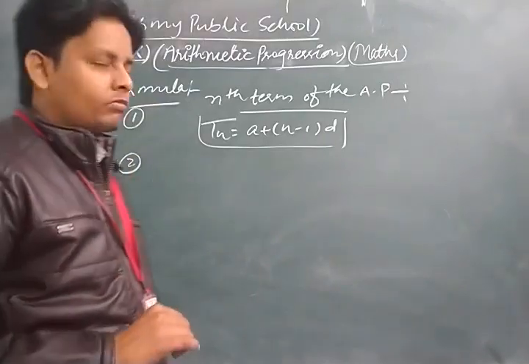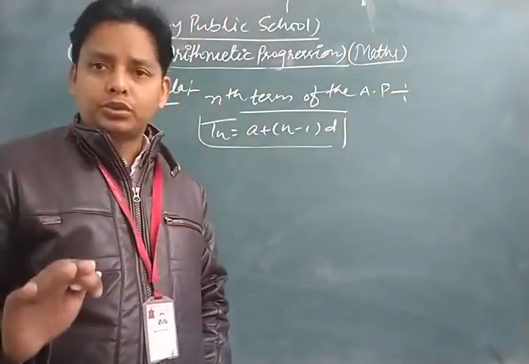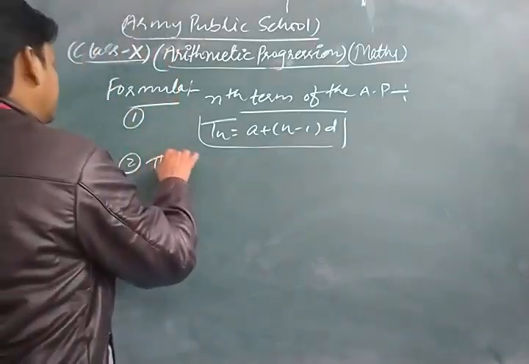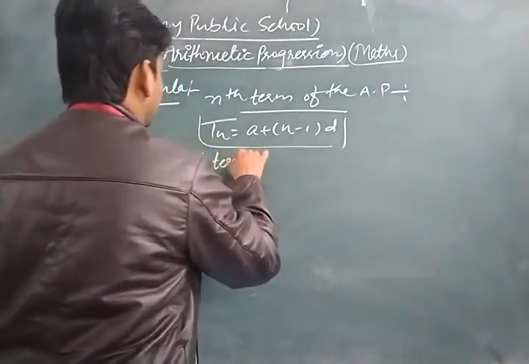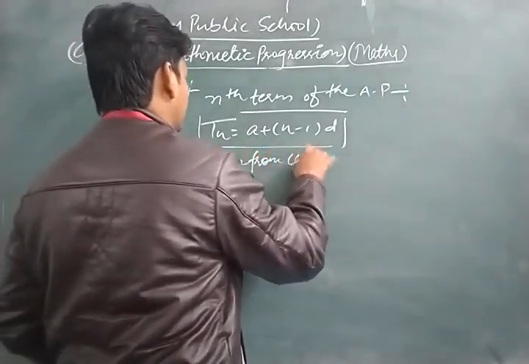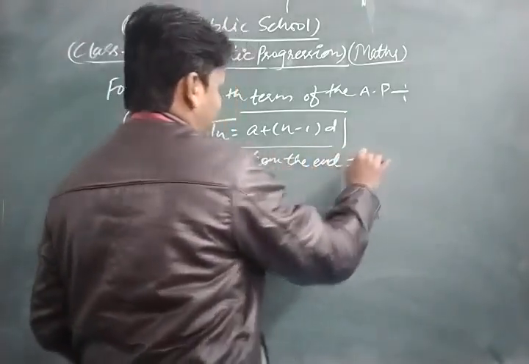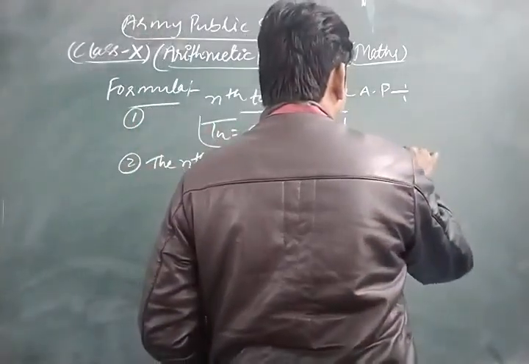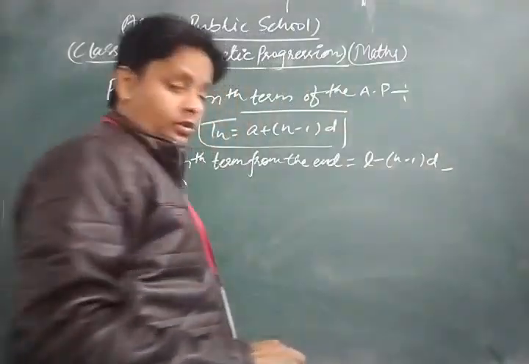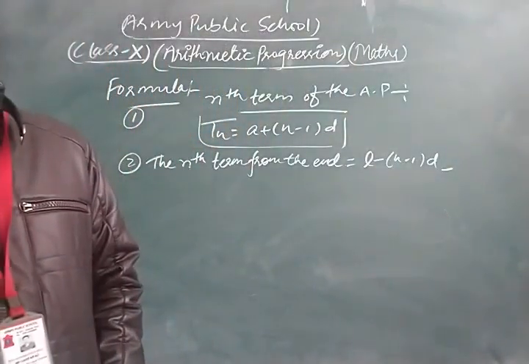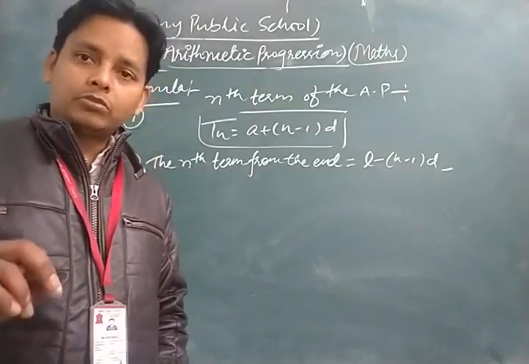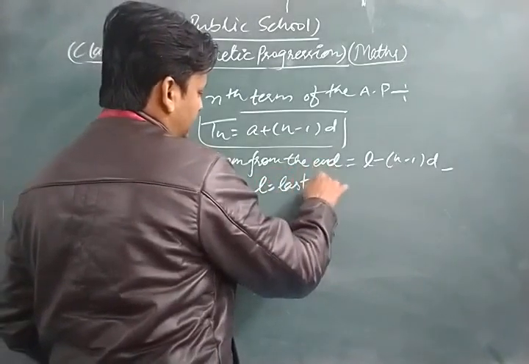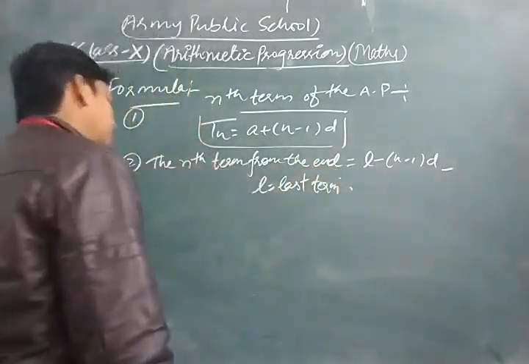The second one is what? If in any question you need to find the nth term from the end, the nth term from the end of an AP is l minus (n minus 1) into d. So according to that formula we find the nth term of the given AP from the end. Here l is the last term of the given AP.